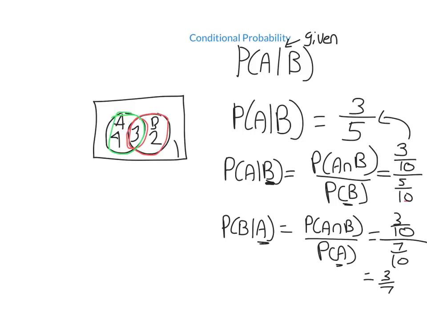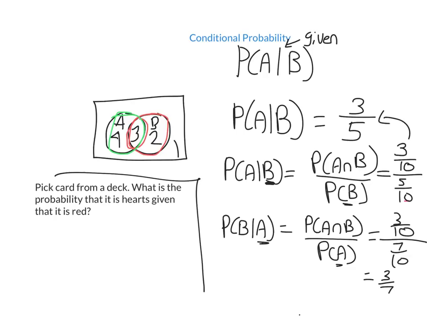Okay, so let's look now at an example without a Venn diagram. So let's look at this question here. I pick a card from a deck. What's the probability that it's hearts given that it is red?